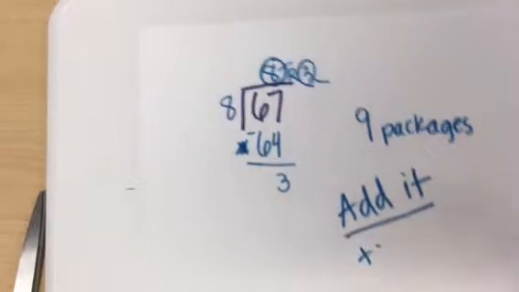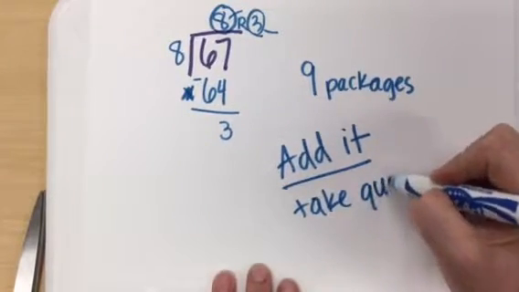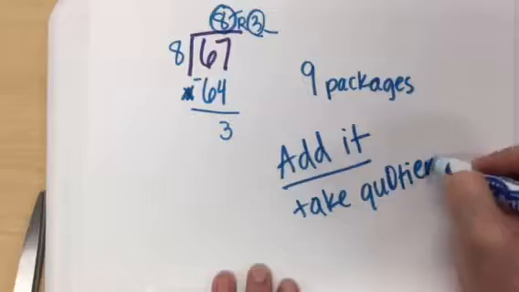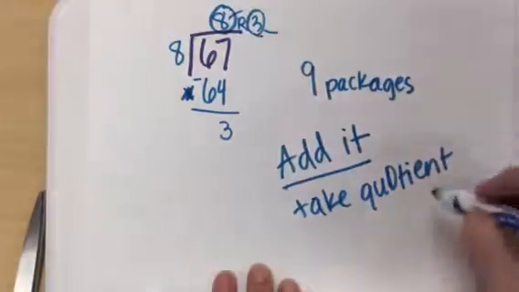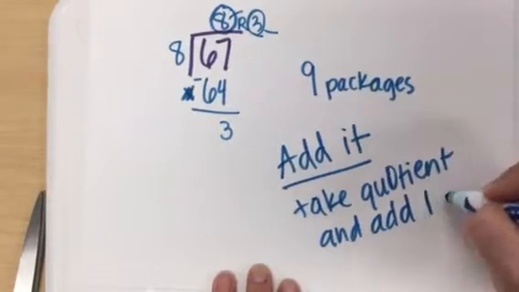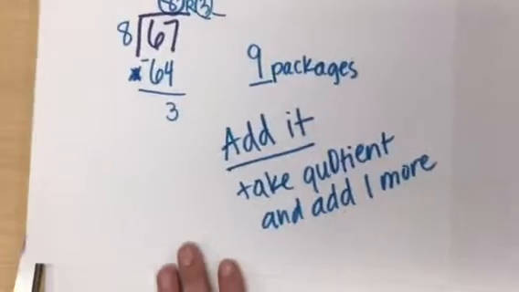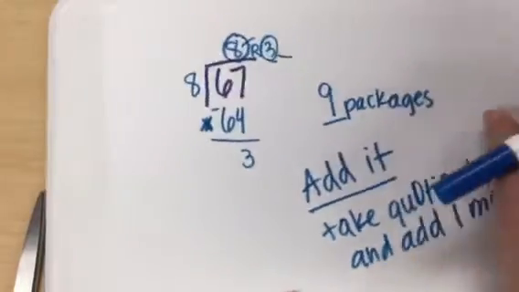Where we take the quotient, which is this whole number right here, and add 1 more to make 9. Okay, next example.